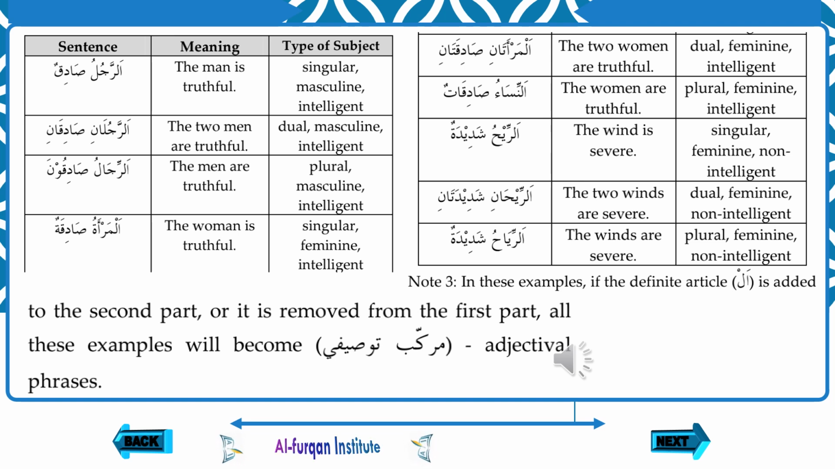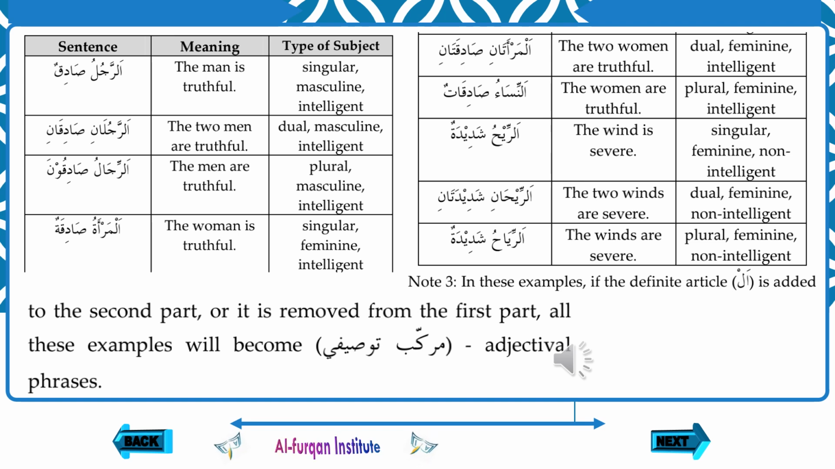So we have the plural of mar'atu, which is an-nisa'u. Here we have an-nisa'u sadiqatun. So the women are truthful, both plural feminine intelligent. So it is a sentence. Ar-rihu shadidatun, the wind is severe. That is singular feminine, non-intelligent.